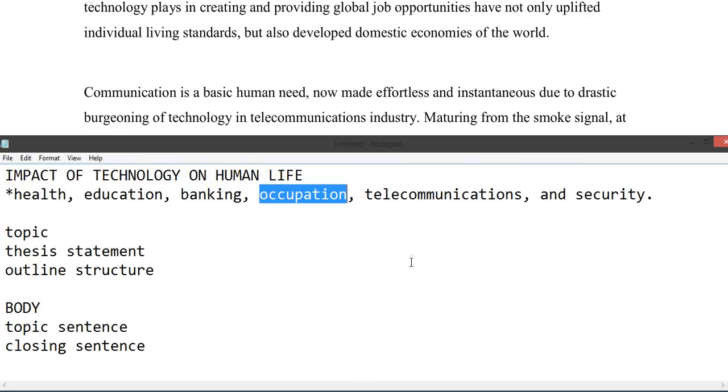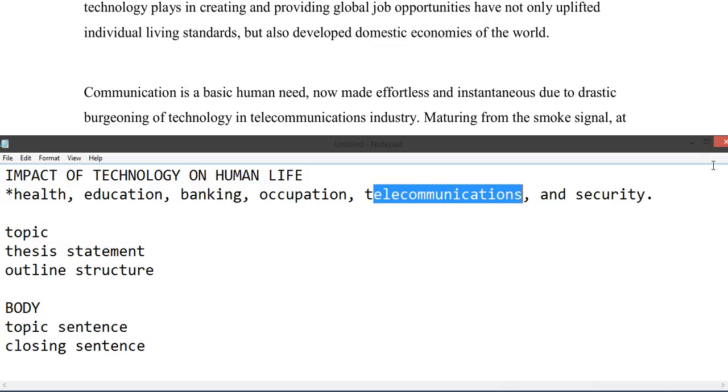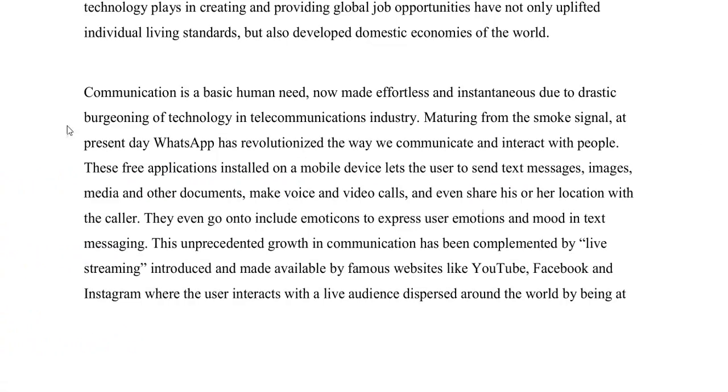Coming to the next, he promised to talk about telecommunications. Communication is a basic human need, now made effortless and instantaneous due to the drastic burgeoning of technology in the telecommunications industry. Drastic burgeoning, meaning improvement of technology in the telecommunications industry. Now, communication is a basic human need.